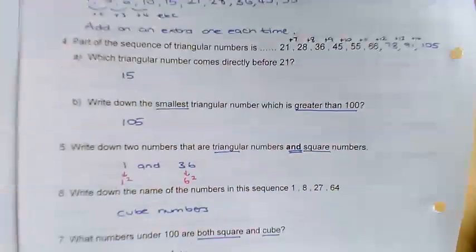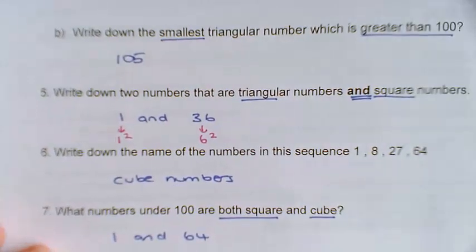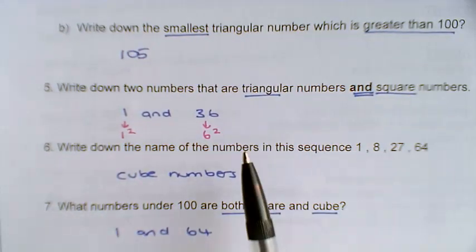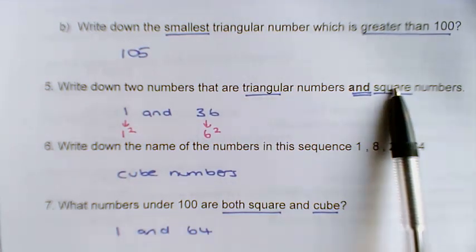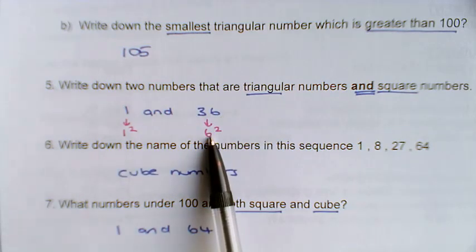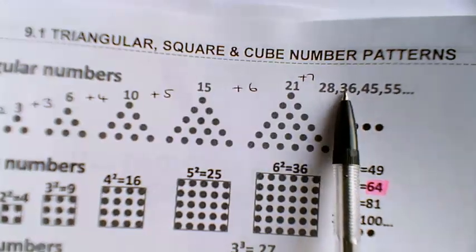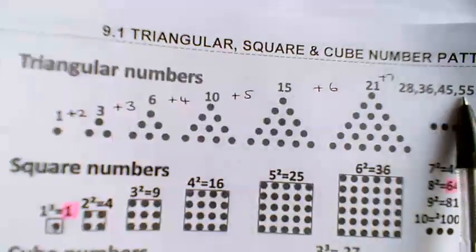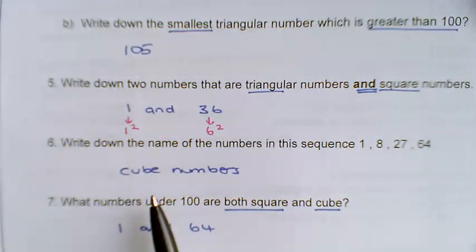Then question 5. So write down 2 numbers that are triangular numbers and square numbers. So I just looked at the 2 lists to see which ones come up that are both triangular and square. So 1 is a square number because 1 times 1 gets you 1. 36 is a square number because of 6 times 6. And then 1 and 36 are there in triangular numbers as well. There's the 1 and there's the 36. So you're just really looking for a number that's in this list and in this list. So keep looking back at your notebook.